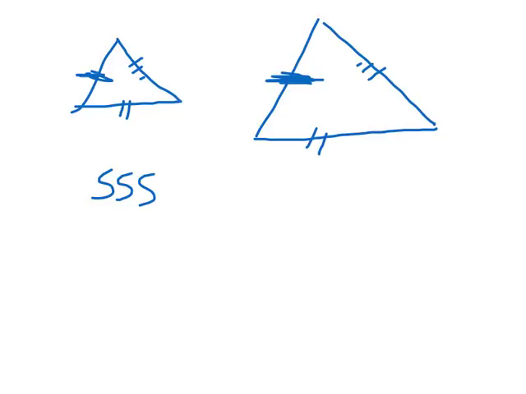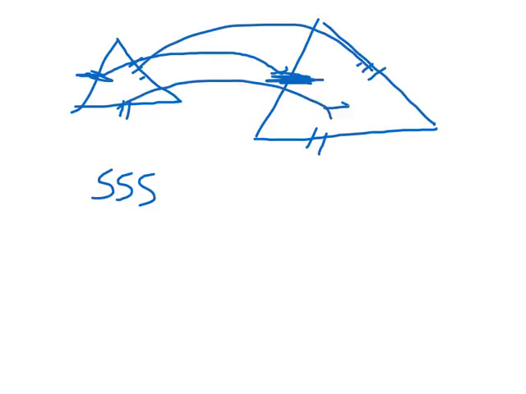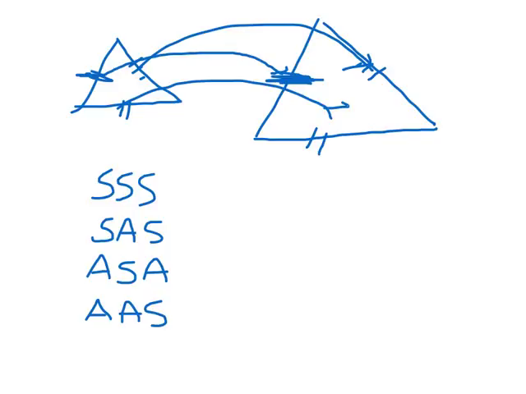They're not the same size, but their angles are the same, and the sides are proportional to one another. What proportional means is you take the sides of the first one and multiply by the same scale factor to get all the sides of the second one. So things like side-angle-side, angle-side-angle, and then one that you didn't have before, angle-angle.